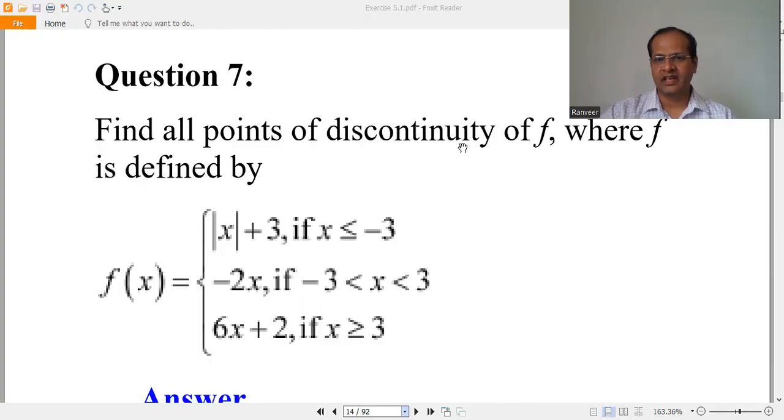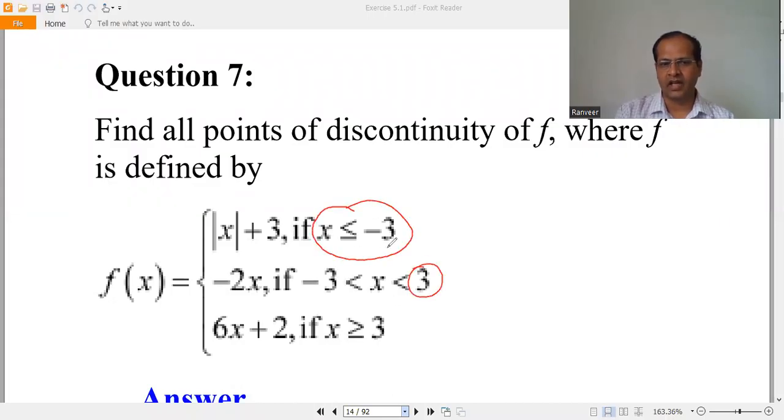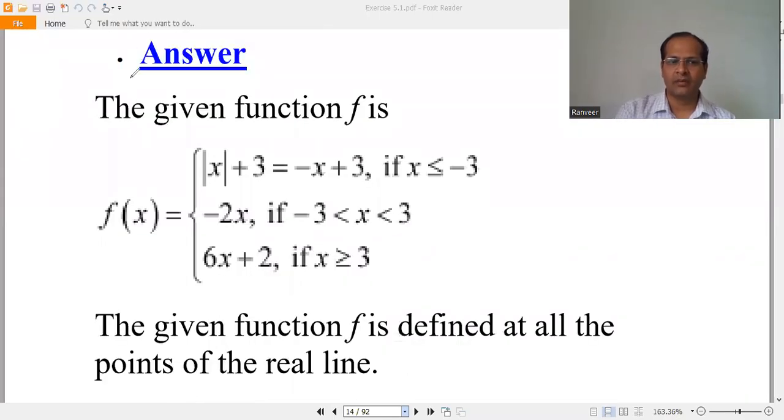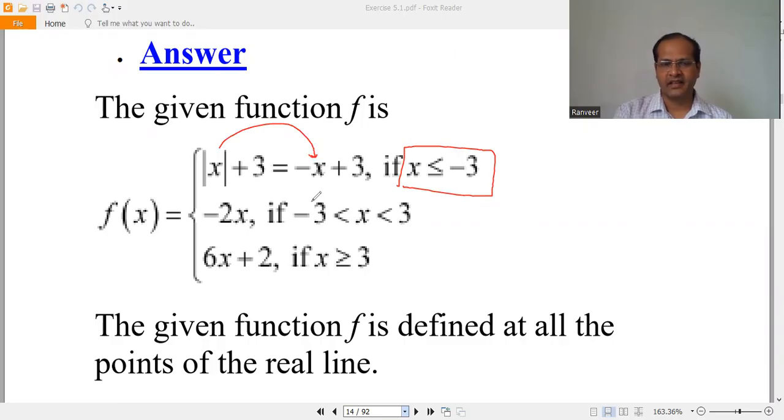Find all the points of discontinuity of the function. Now we can check the given points, like minus 3, which is a common point, and 3, which is a common point. So we have to check at these 2 points of discontinuity. Correct? Now, first of all, we have to define the given function: for x less than minus 3, the value we can write here is minus x, for minus 3 to 3 it is 2x, and for x greater than 3, we can write 6x plus 2.